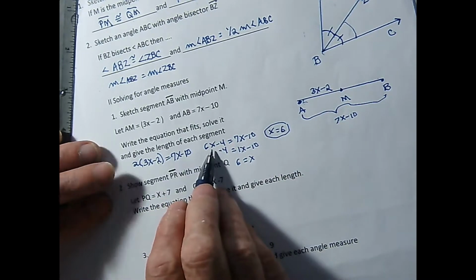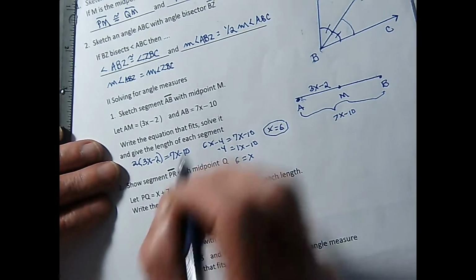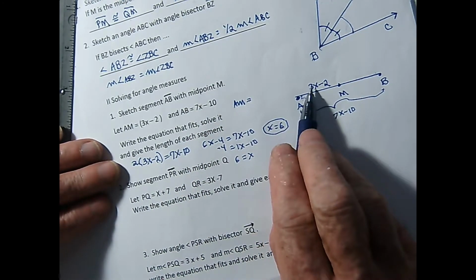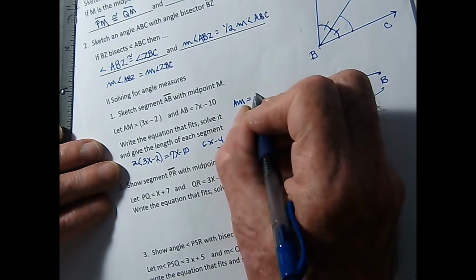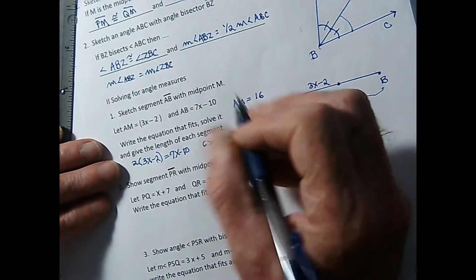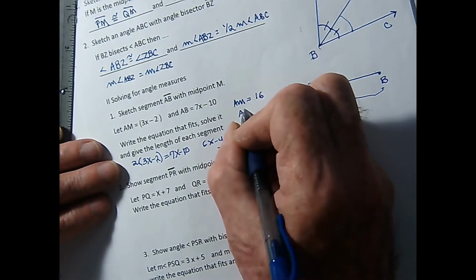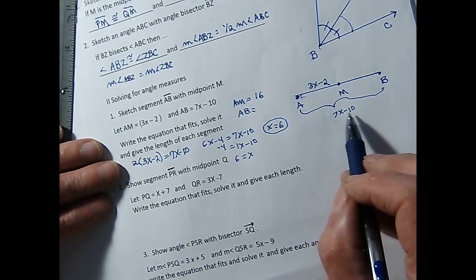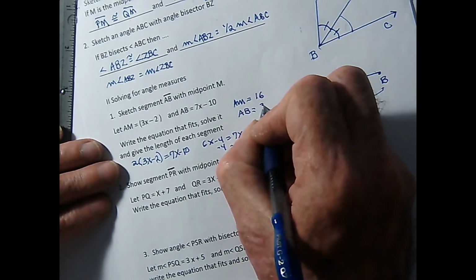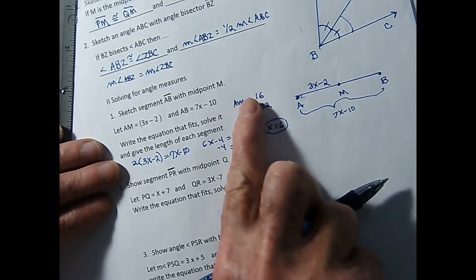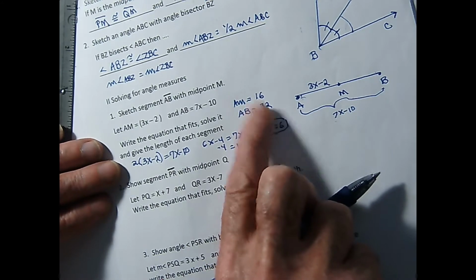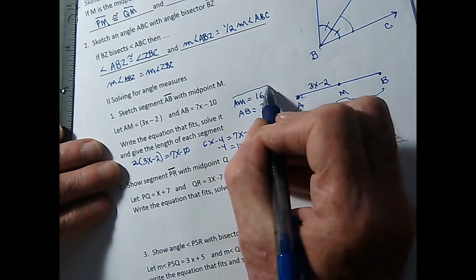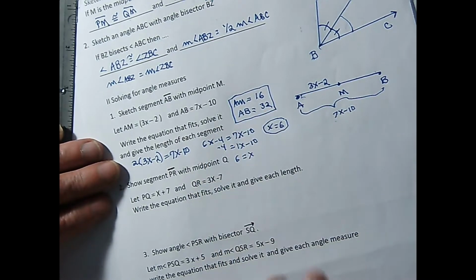Give the length of each segment. I'll do that here. AM. Since x is equal to 6, 3 times 6 is 18 minus 2, it'd have to be 16. And then AB. 7 times 6 is 42, minus 10 would be 32. I'm happy with that, because I expected AM to be 1/2 of AB, and it is. And I'll put a box around my answer, make it obvious, and go on to the next question.